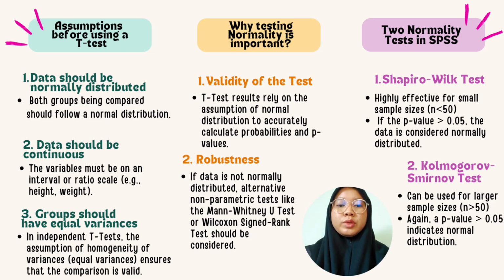There are two normality tests in SPSS that we commonly use. The first one is the Shapiro-Wilk test. It is highly effective for small sample sizes, lower than 50 participants. If the p-value is more than 0.05, the data is considered normally distributed. The second one is the Kolmogorov-Smirnov test. It can be used for a larger sample size, more than 50 participants. Again, if the p-value is more than 0.05, it indicates a normal distribution.